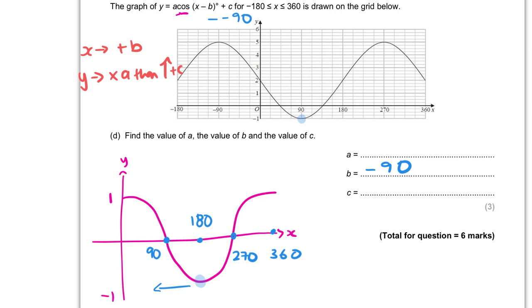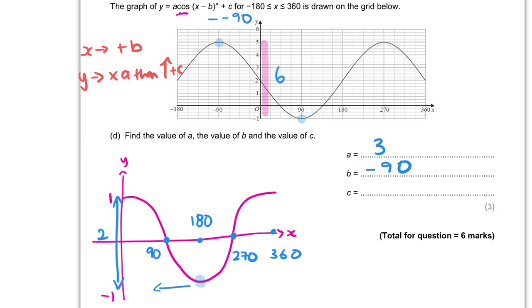Now, what do we notice our length is between 1 and minus 1? 2. So our length between our maximum and our minimum now, between 5 and minus 1, it is 6. So how have I gone from 2 to 6? What have I enlarged it by? By 3. Multiplied it by 3. 2 times 3 is 6. So my a is 3.